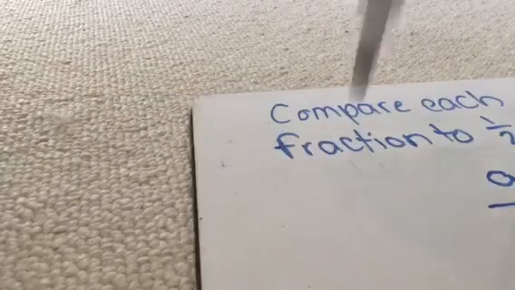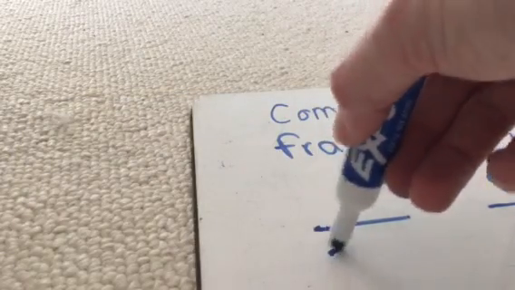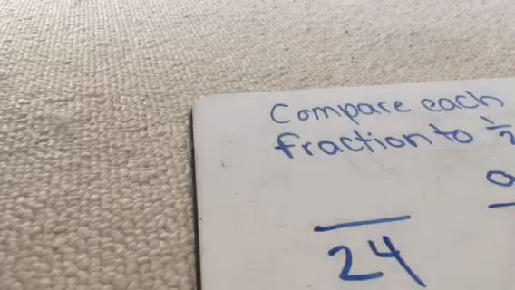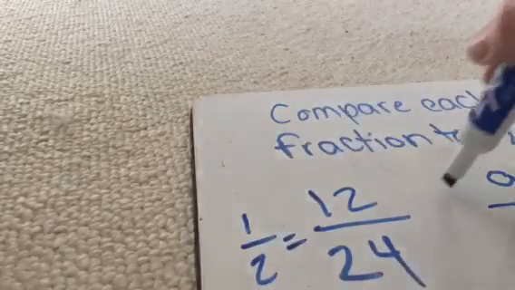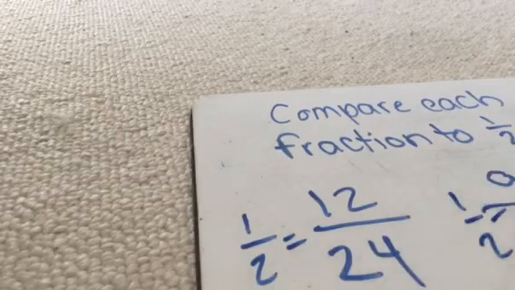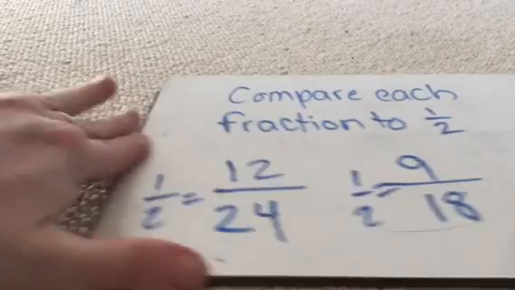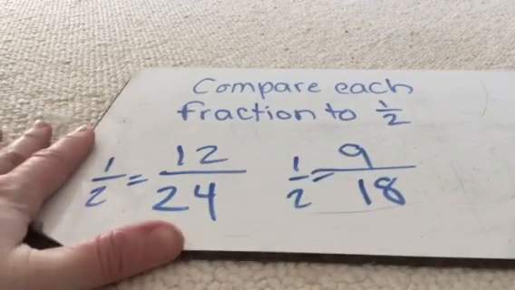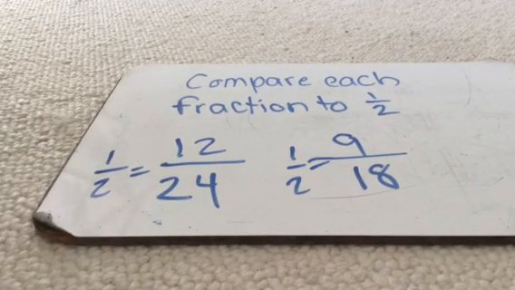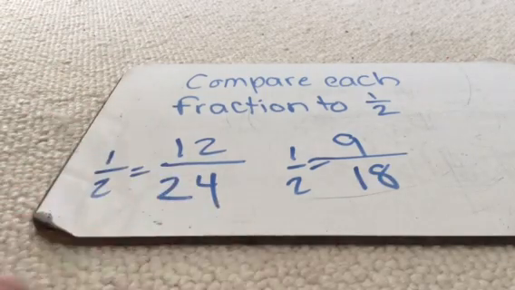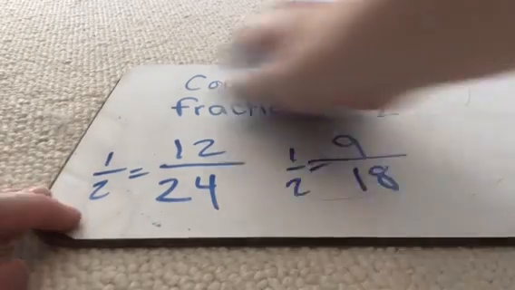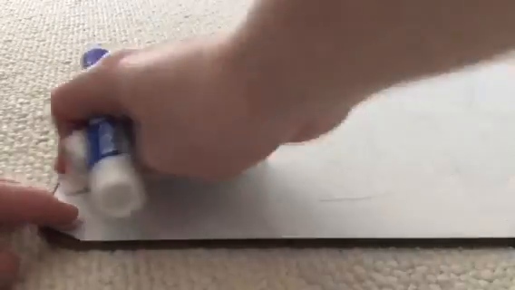Okay, what if my denominator was 24? Well, half of 24 is 12. So these fractions are equal to 1/2 because the numerator is half of the denominator. So it's really important that you can figure out what 1/2 is given any denominator. Just cut the denominator in half to get your half.